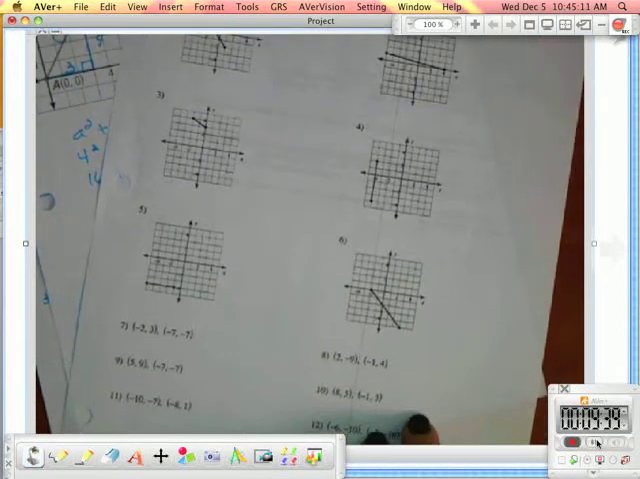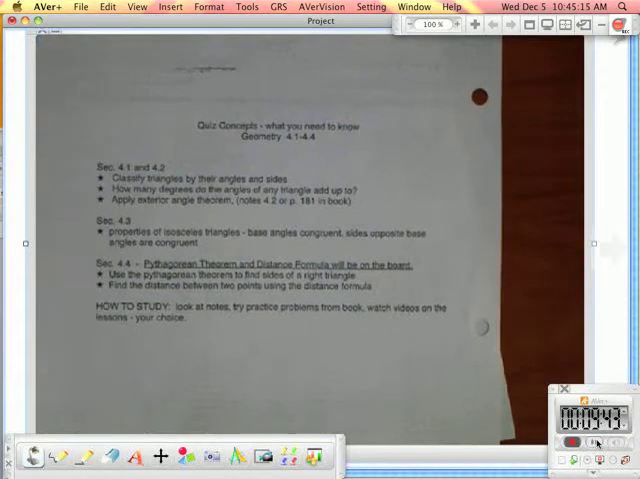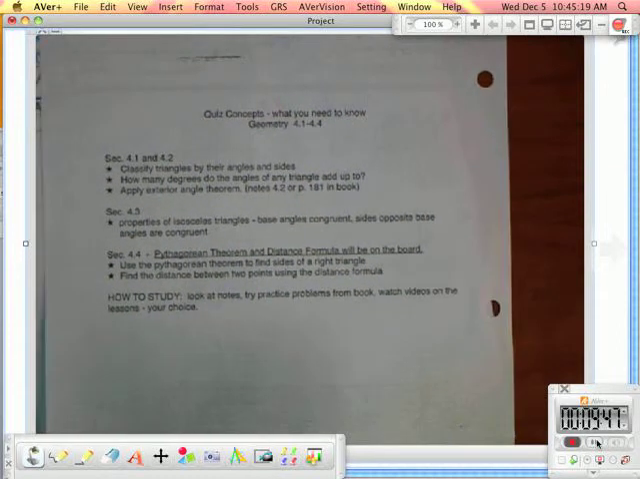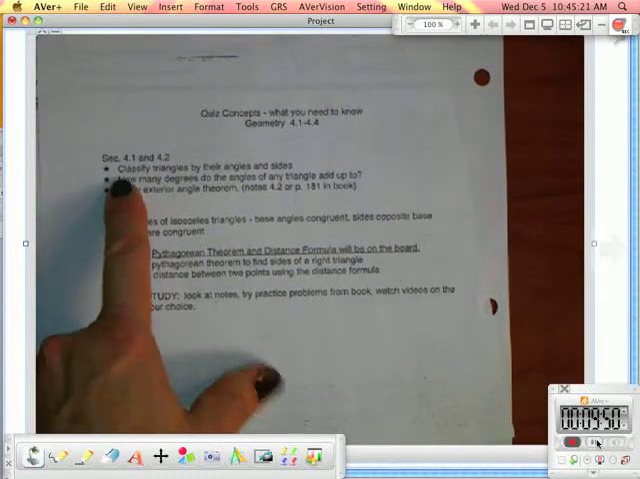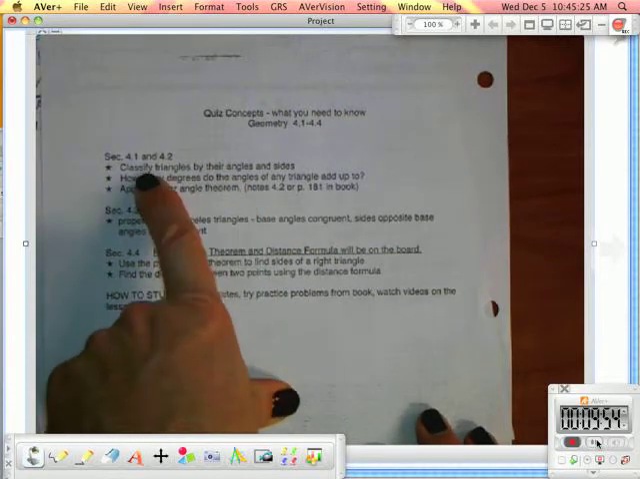Now on the back of this, look. Quiz concepts, what you need to know. This is where I'm telling you what you need to know for tomorrow. Classify triangles by their angles and sides. What's classify mean? What's classify mean?